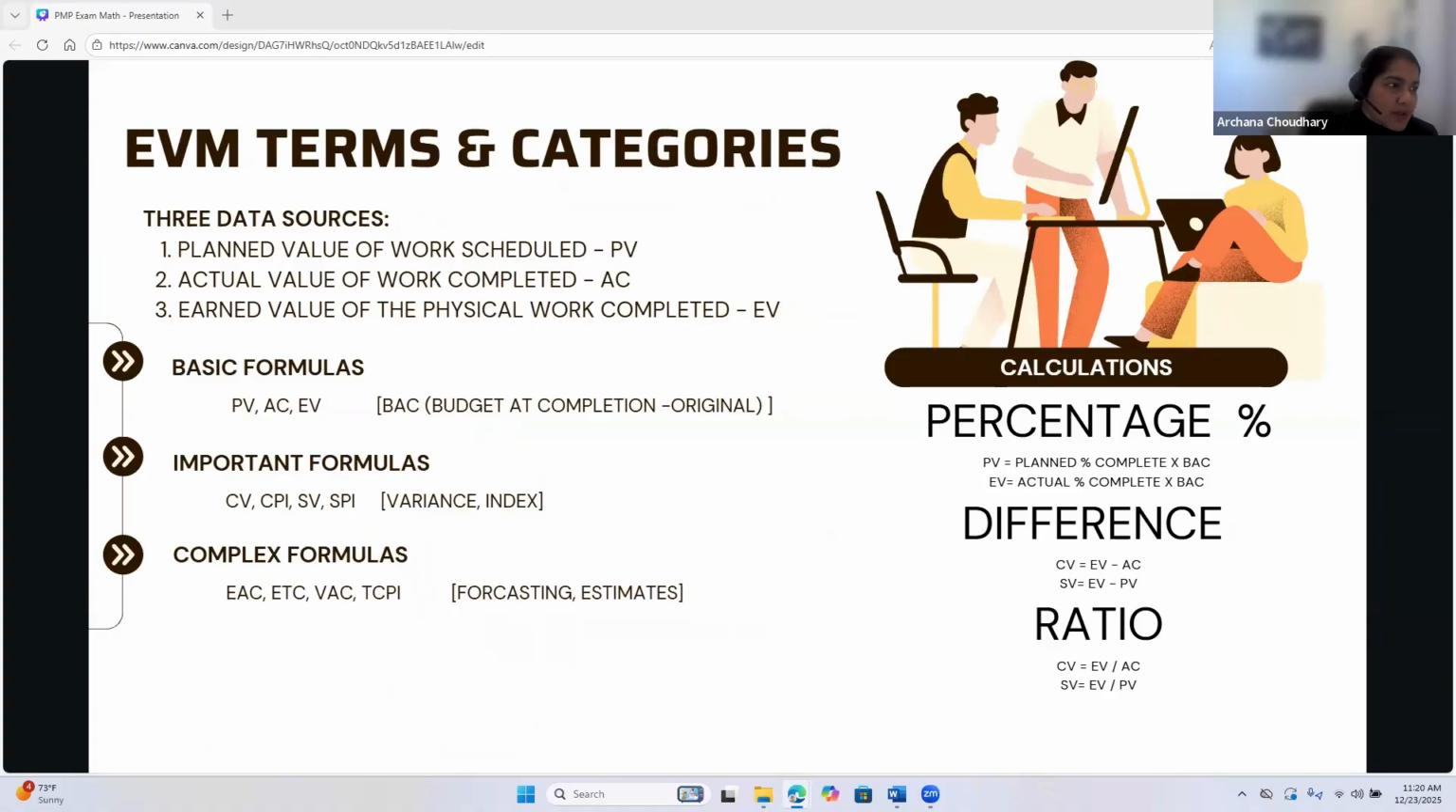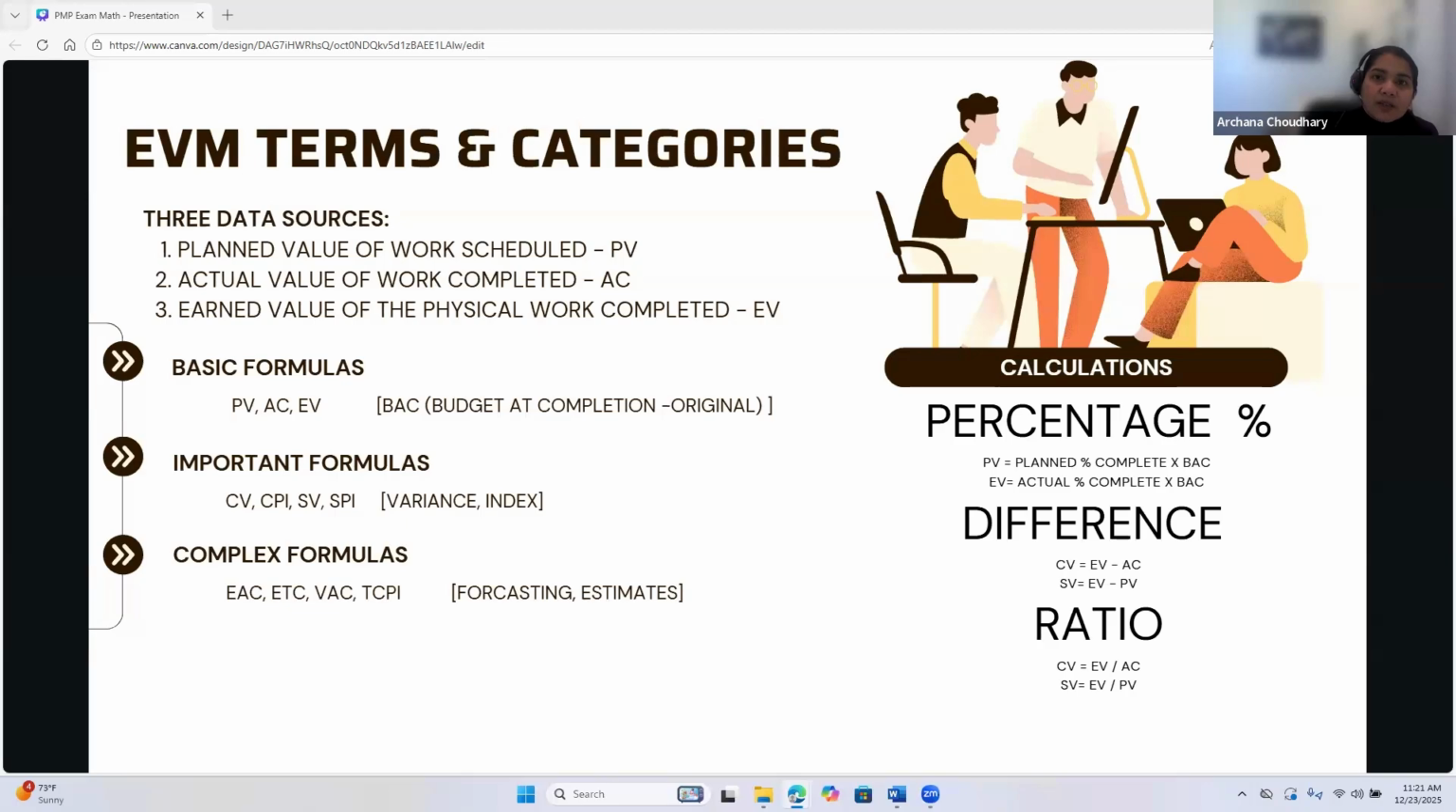Now let's look into the EVM terms and categories, where there are three key data sources. One is the PV, which is planned value of the work scheduled. Actual cost, which is AC, is the actual cost of the work completed. Earned value, EV, is the value of physical work actually being completed.